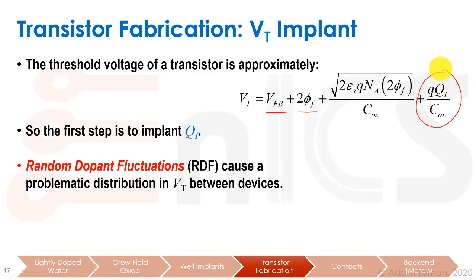There's something called random doping fluctuations, which is a distribution of the VT between devices. It causes two devices that are next to each other not to come out with exactly the same threshold voltage, even though they were supposed to. We'll discuss that a bit more later on.